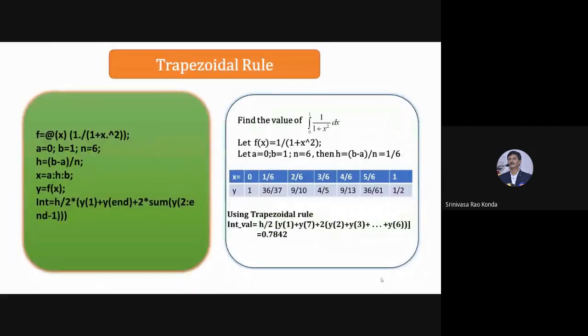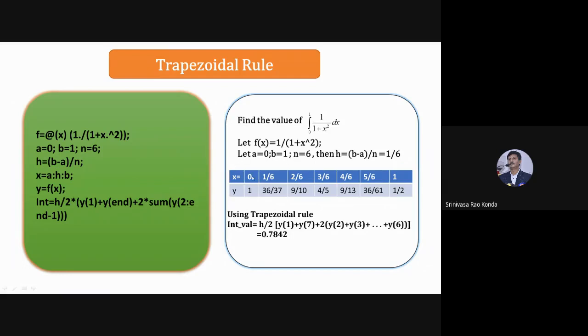See the right hand side, not the left hand side. Find the value of integral 0 to 1, 1 by 1 plus x squared dx. Everyone is familiar with this trapezoidal rule. First we take f of x is equal to 1 by 1 plus x squared. Here the limits are 0 to 1, a value 0, b value is 1. I want to divide the given interval into 6 subintervals, so n is equal to 6. h is equal to b minus a by n, that is 1 by 6. Okay.